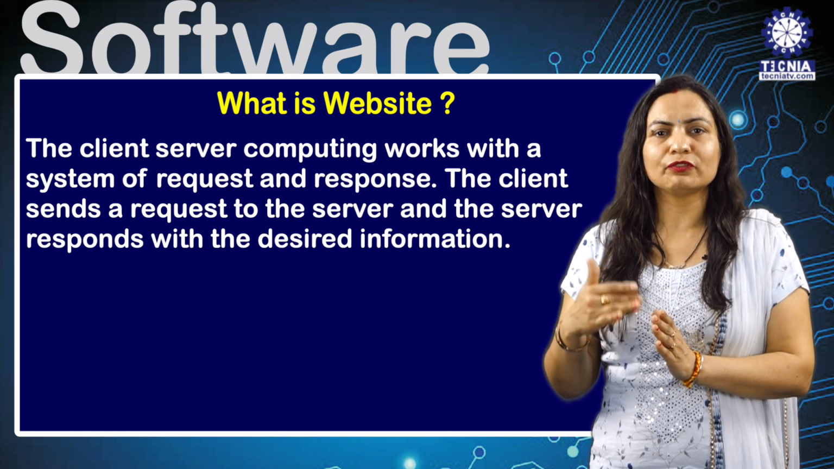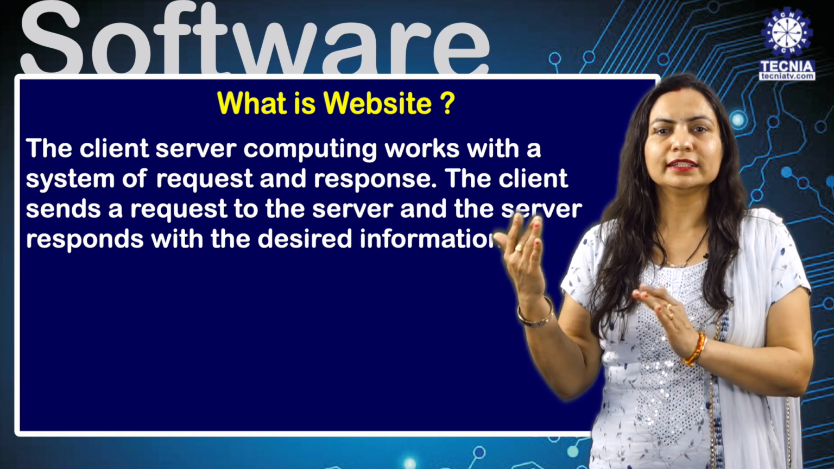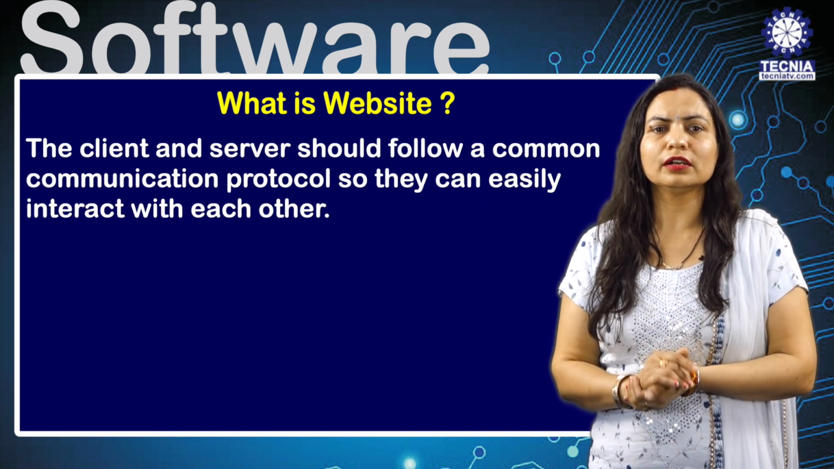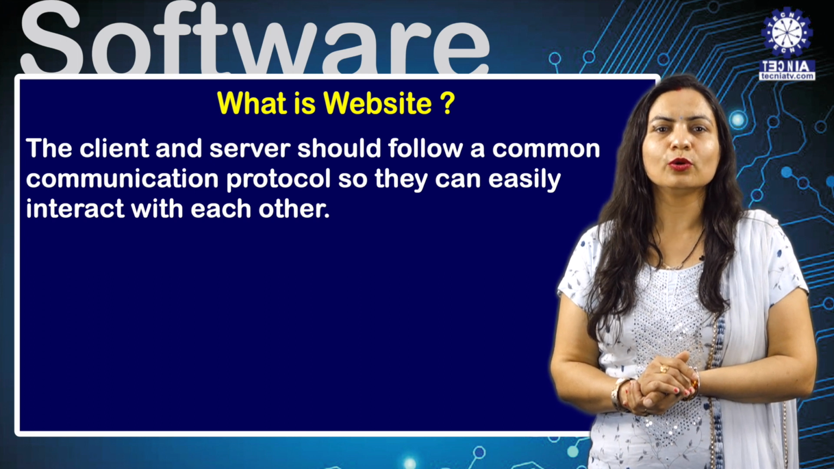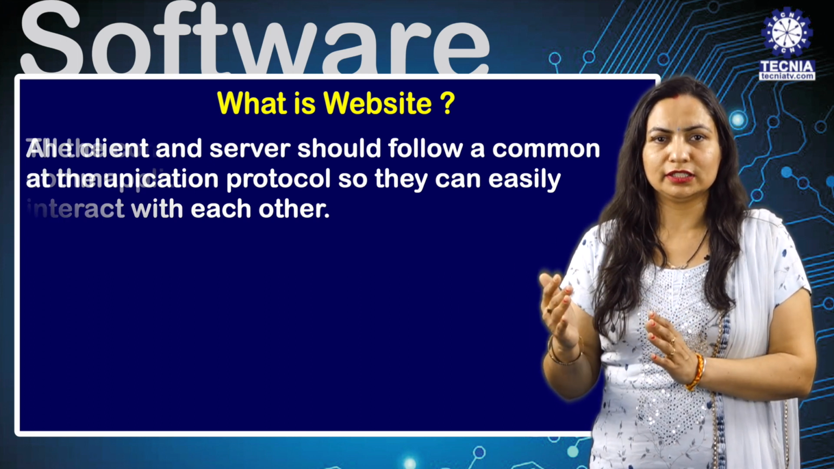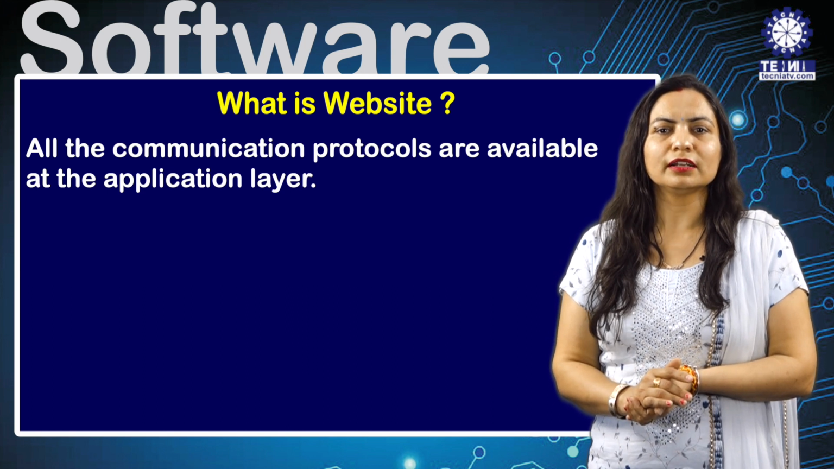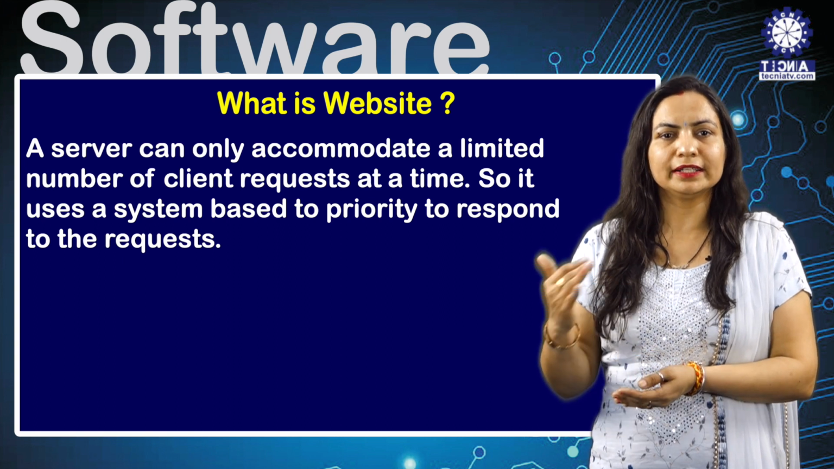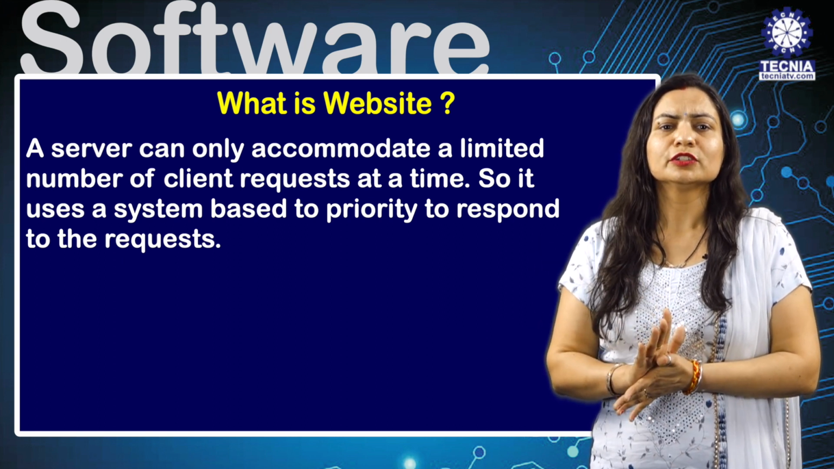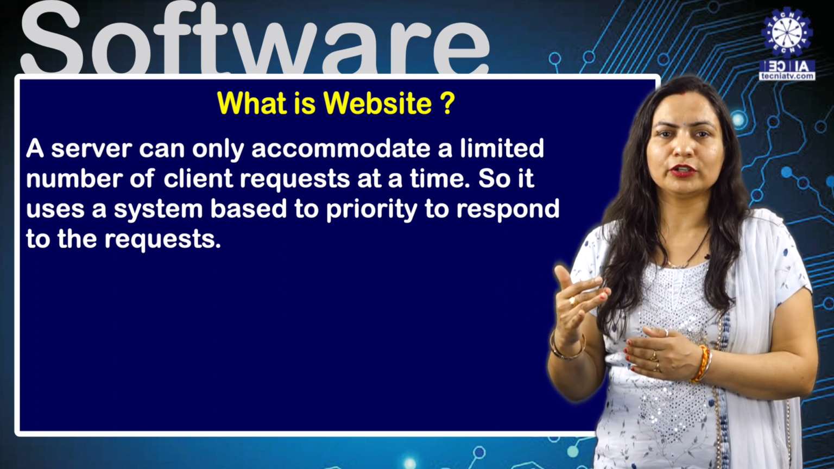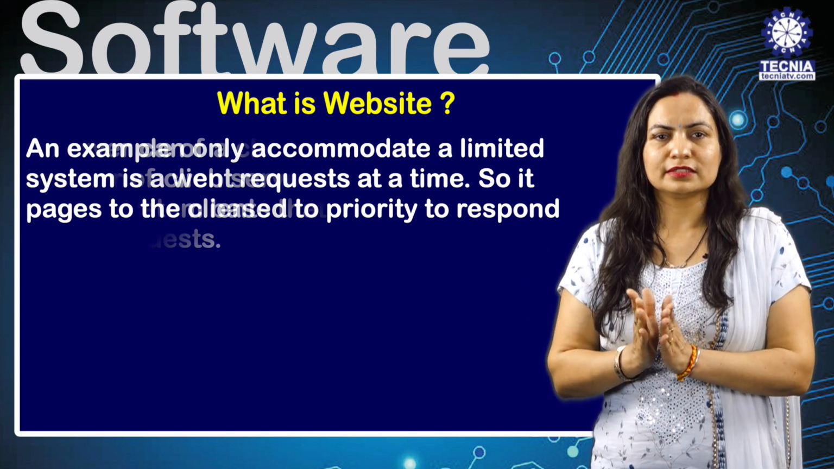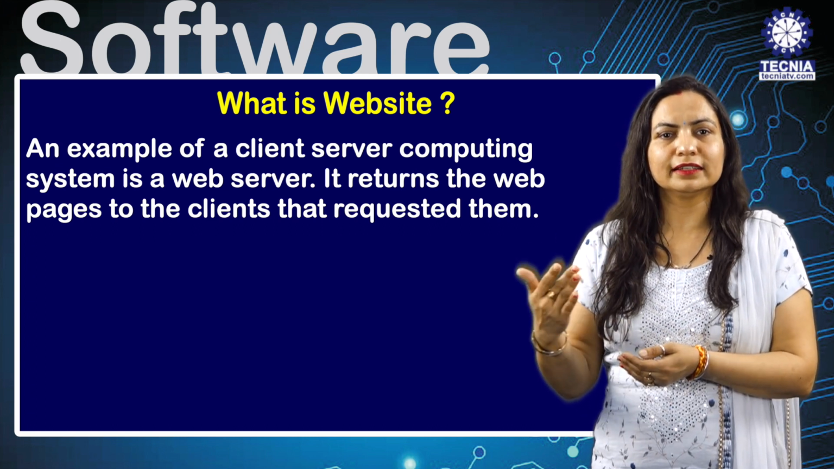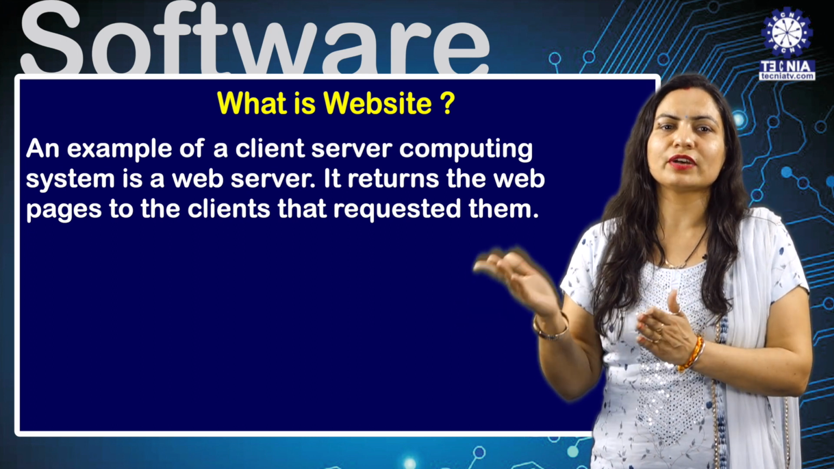The client sends a request to the server and the server then responds with the desired information. The client and the server should follow a common communication protocol so they can easily interact with each other. All the communication protocols are available at the application layer. A server can only accommodate a limited number of client requests at a time, so it uses a system-based priority to respond to the requests. An example of a client-server computing system is a web server. It returns the web pages to the client that requested them.